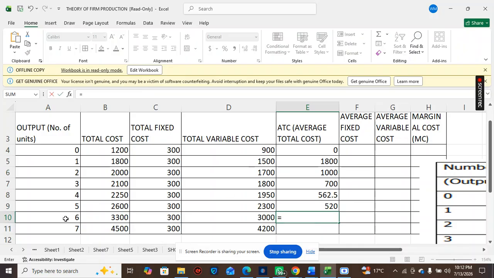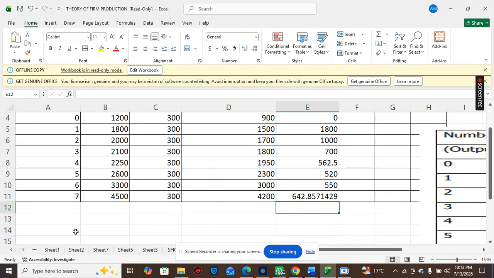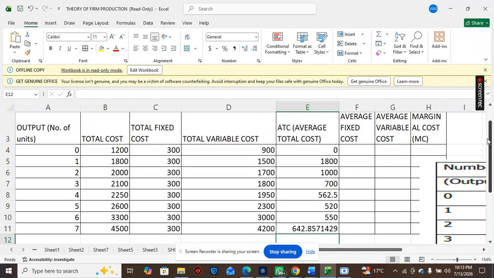When we produce 6 units, our total cost is 3,300. So our average total cost per unit is 550. When we produce 7 units, our total cost is 4,500 divided by 7, 642. Yes, colleagues. Any questions?